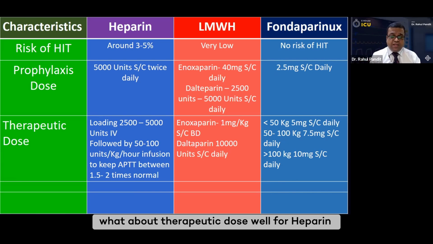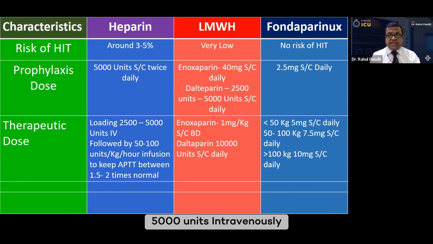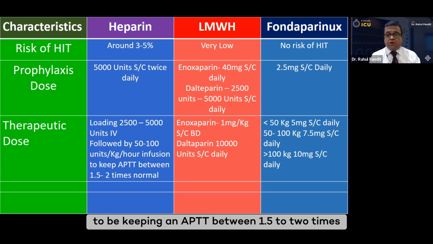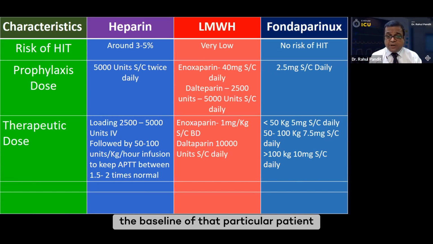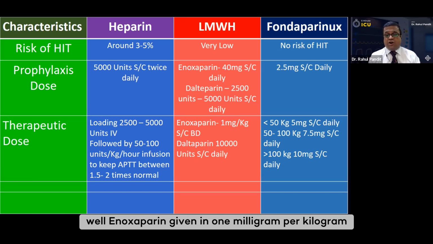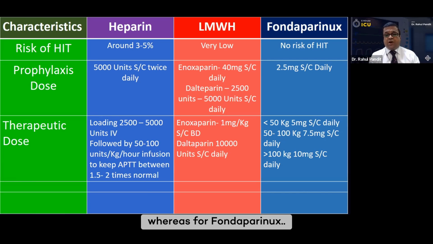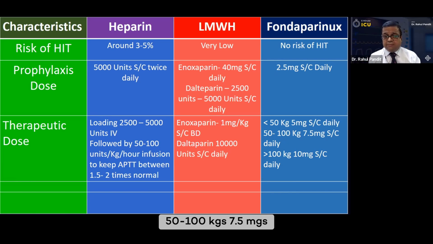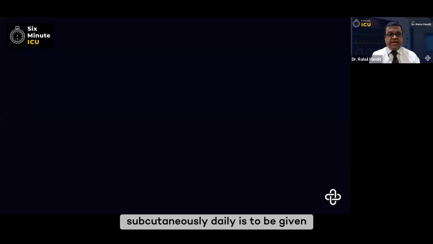What about therapeutic dose? Well, for heparin, the therapeutic dose is a loading dose of 2,500 to 5,000 units intravenously, and then you need to give an intravenous infusion of 50 to 100 international units per kg per hour, keeping an APTT between 1.5 to 2 times the baseline of that particular patient. What about Clexane? Well, enoxaparin given at 1 milligram per kilogram twice a day is a very good anticoagulant dose, and dalteparin 10,000 units subcutaneously daily. Whereas for fondaparinux, if you've got a patient less than 50 kgs, 5 milligrams; 50 to 100, 7.5 milligrams; and more than 100 kgs, 10 milligrams subcutaneously daily is to be given.